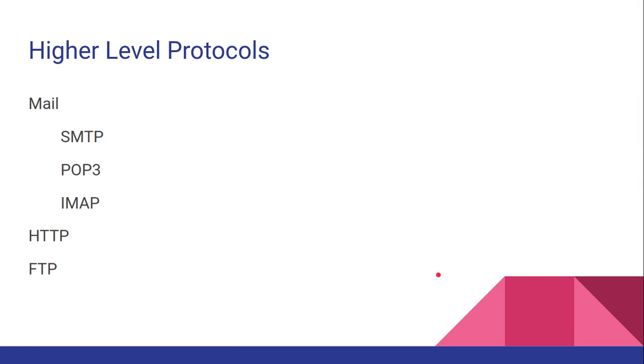Lastly, real quick, we're going to go over some higher level protocols. I'm going to talk about them, but we're not going to spend too much time on them because there are different mail protocols depending on what you're doing. SMTP, POP3, IMAP, some of them are sending, some of them are receiving. HTTP is the web protocol for web pages, and that's how you get a specific web page and all the files that come with it. And FTP is file transfer protocol.